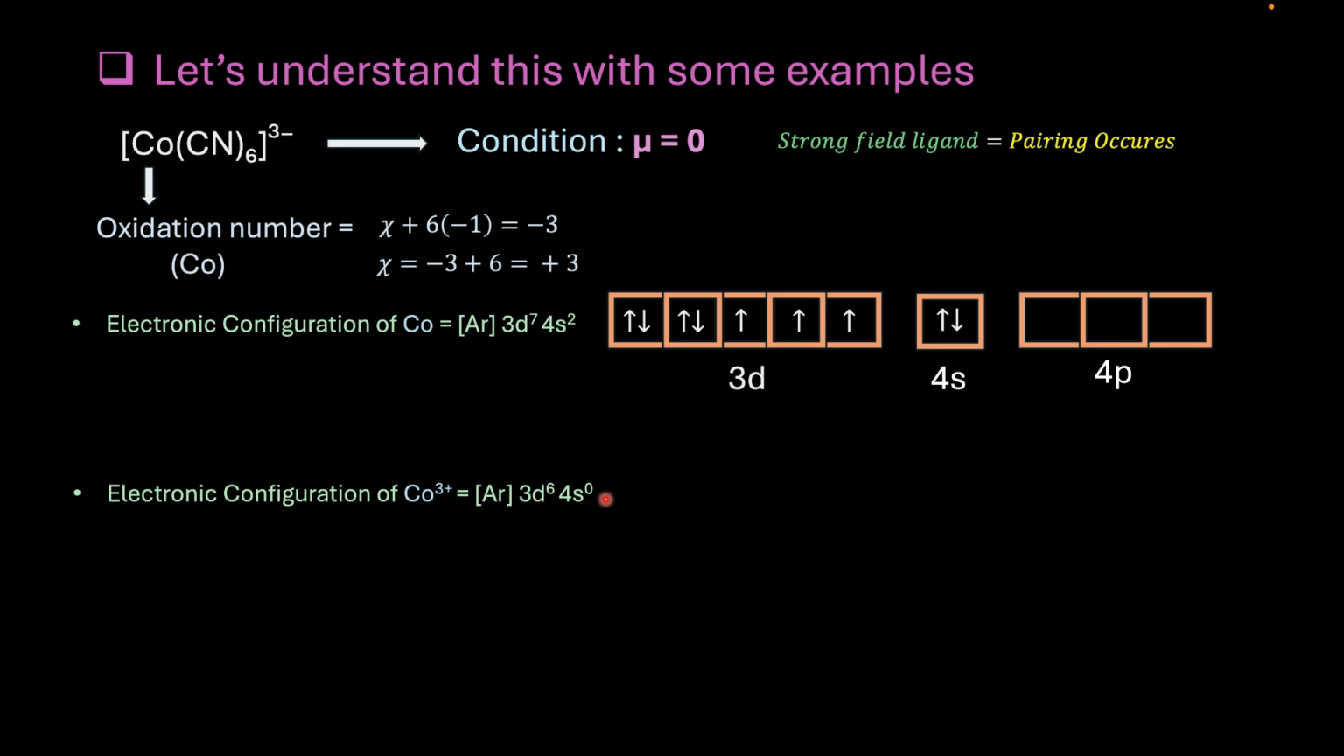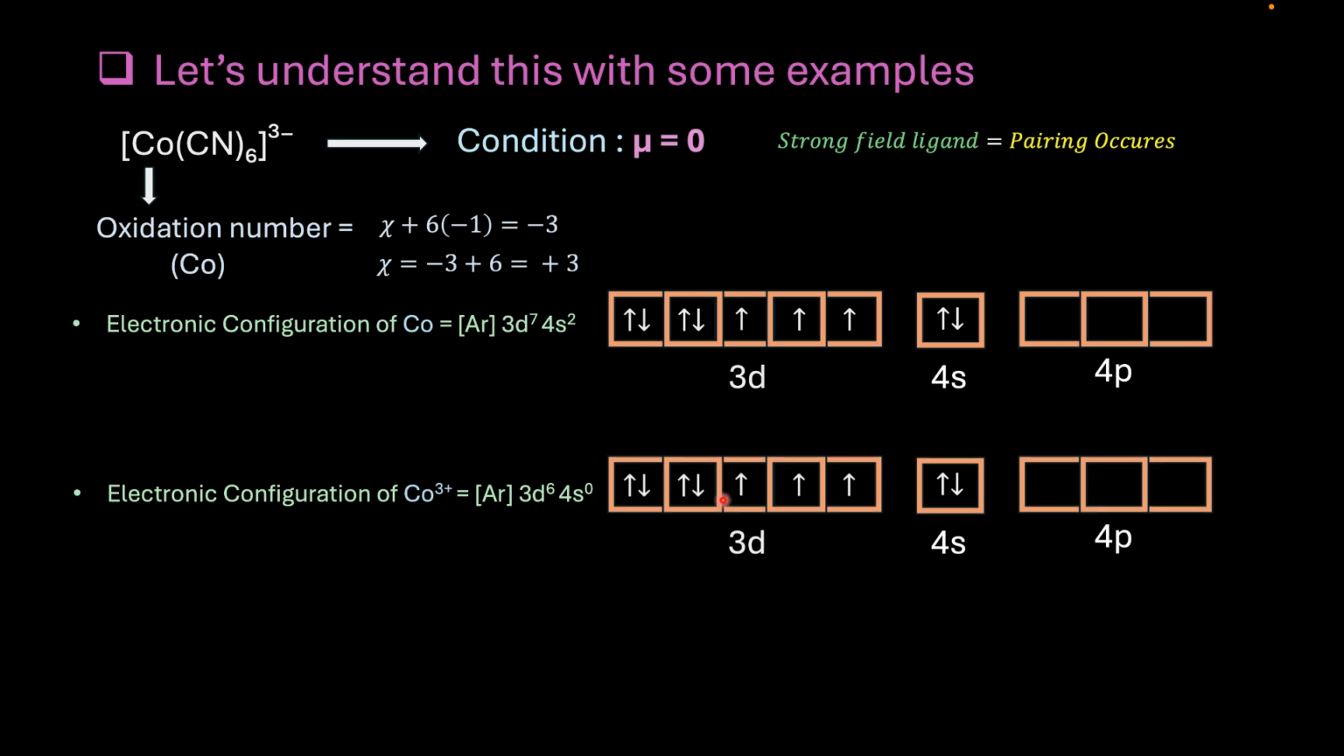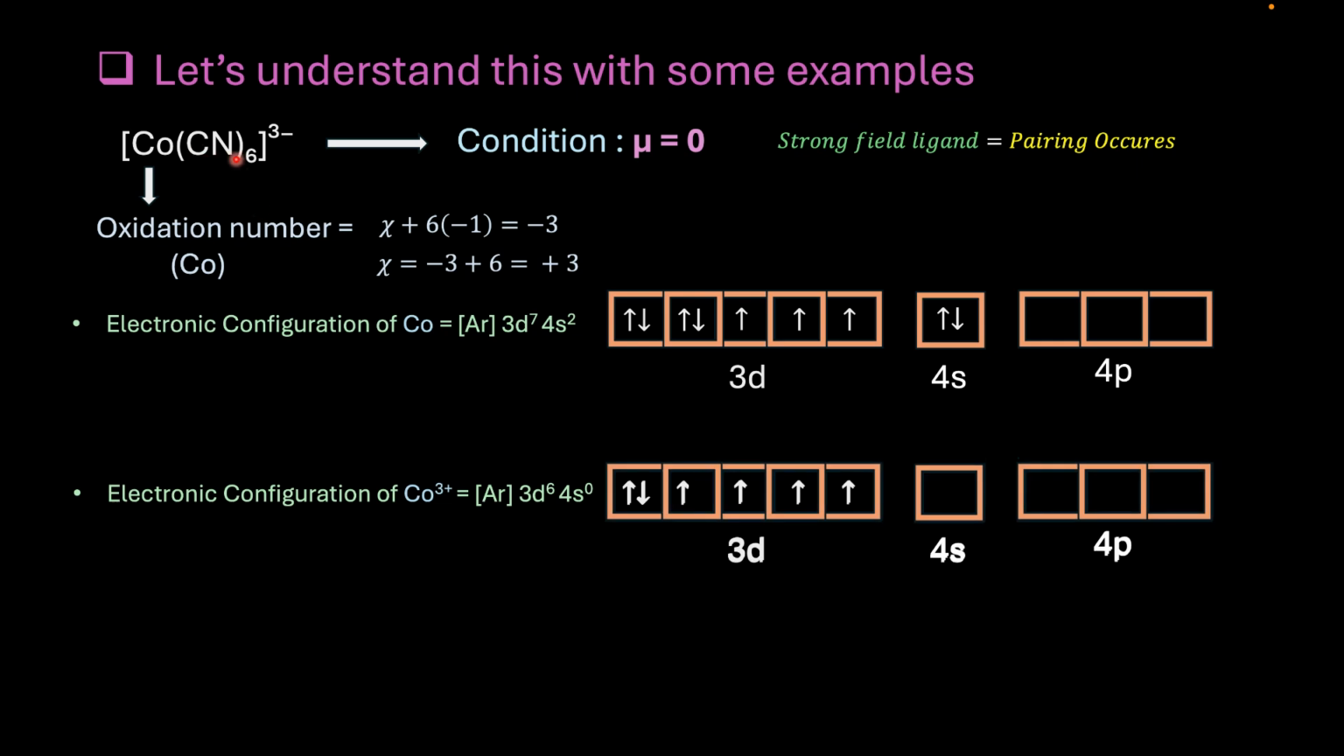So for 3d6 4s0 we can draw the atomic orbitals like this, and here we can see 6 ligands are present, so we can write them here. They have lone pairs of electrons. So what will happen? Here the mu value is equal to 0. That means it is a strong field ligand. So for this, the unpaired electrons will get paired first. So how will it pair? This electron will pair with this electron, and they will stay with opposite spin in one orbital.